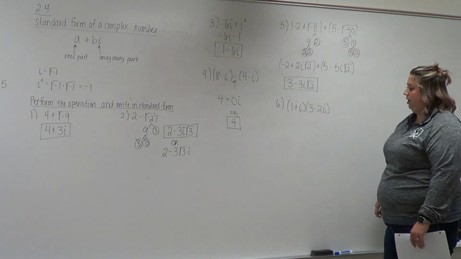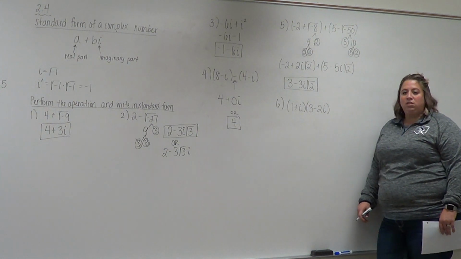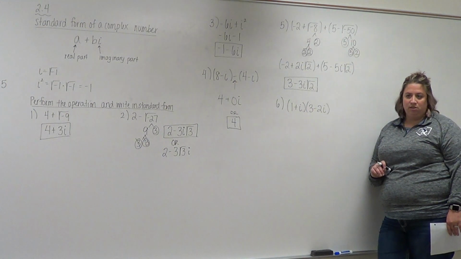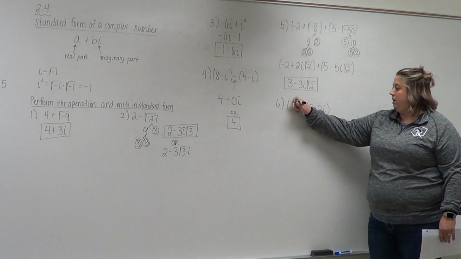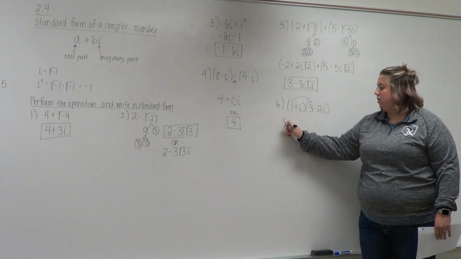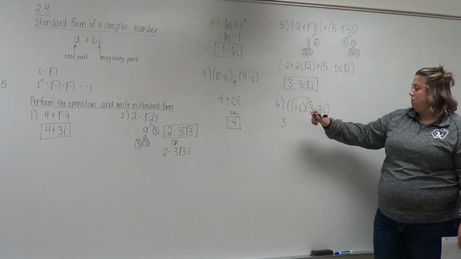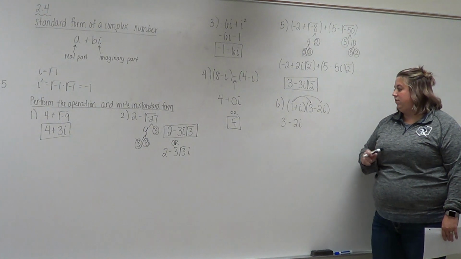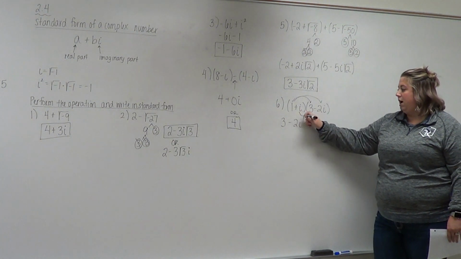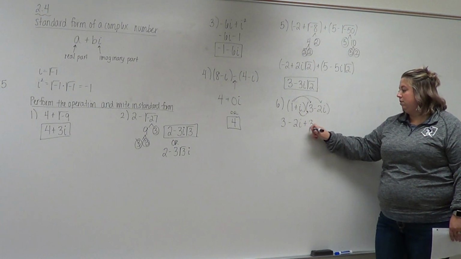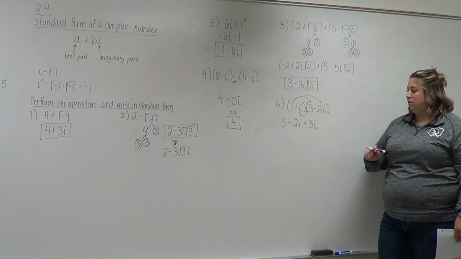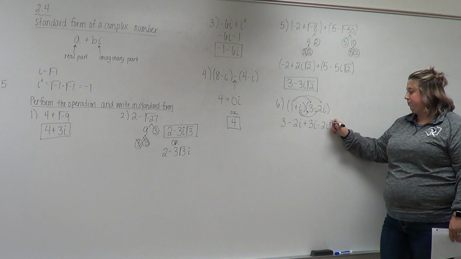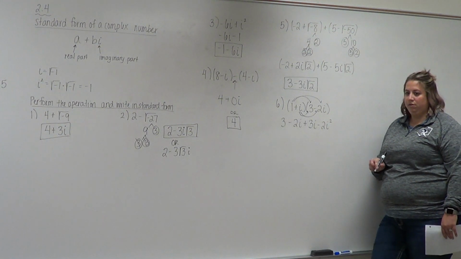Okay, multiplying. When you're multiplying, you're distributing or FOILing like you would do if they were x's. So 1 times 3, 3. 1 times negative 2i, negative 2i. i times 3, 3i. i times negative 2i, negative 2i squared.